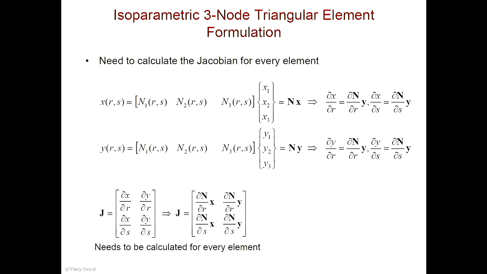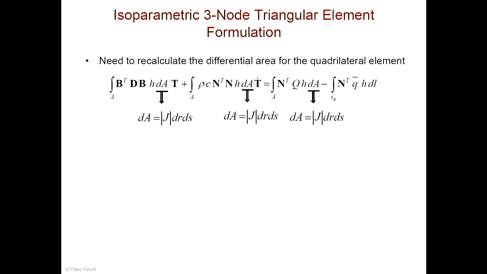Same process here to get the Jacobian as what we did before. Any questions? Simple, right? Really simple. And I can go on here using the same logic. dA is just the determinant of J dr ds. Same process.